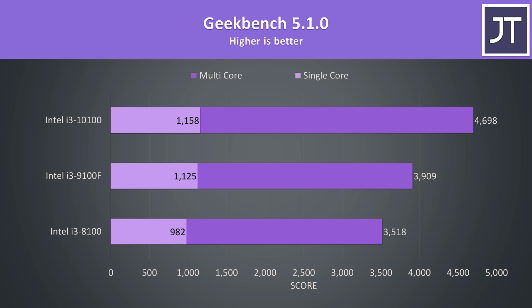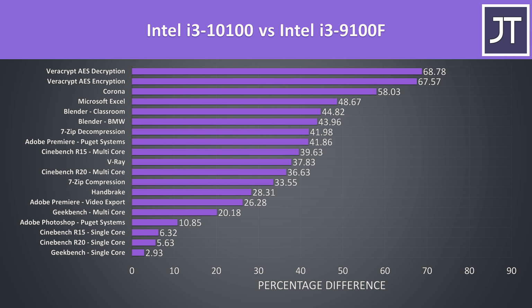Geekbench 5 was seeing one of the lower differences in the multi-core score when compared to the other threaded workloads, though the 10100 still has a 20 to 30% lead over the others in the multi-core score. This was the lowest improvement seen to single-core performance out of all apps tested. These are the differences between the Intel i3-10100 against the i3-9100F from last generation.